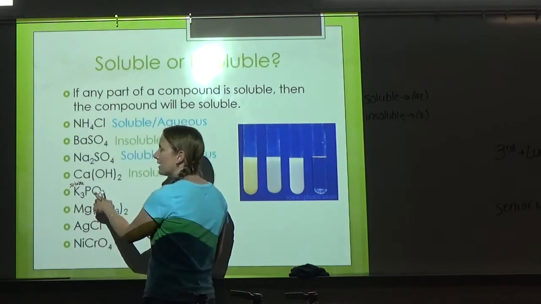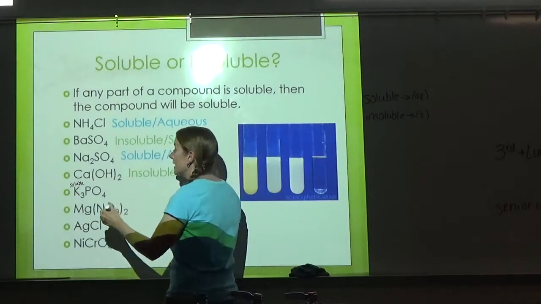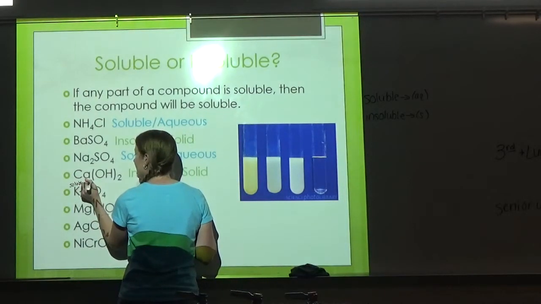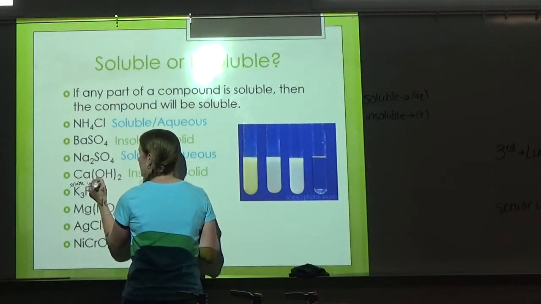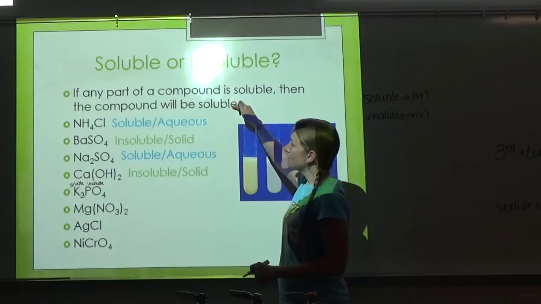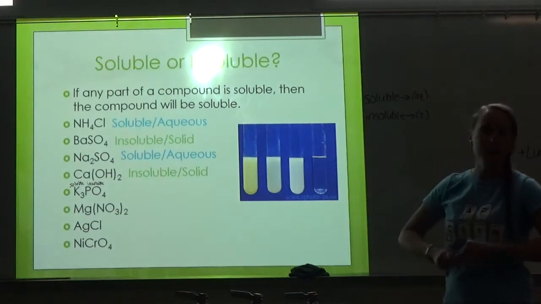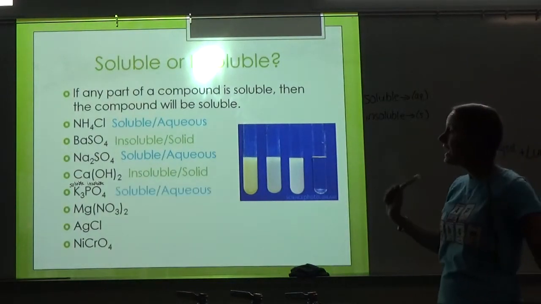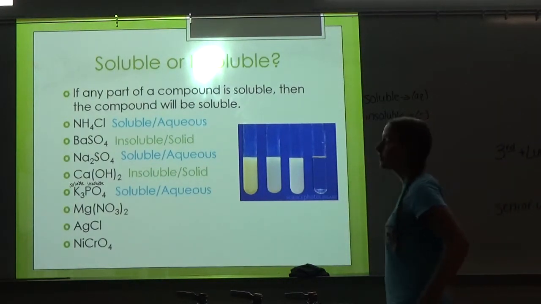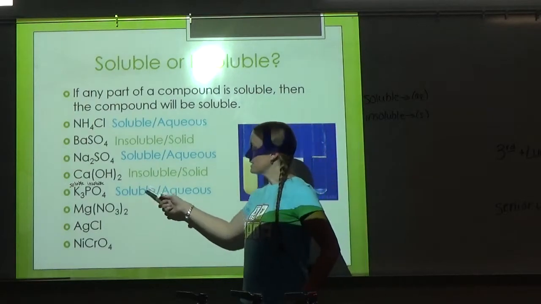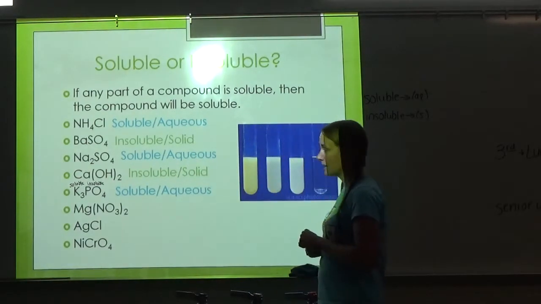But if you look at the bottom of your solubility rules chart, it tells you that phosphate is insoluble. So this is where this rule comes into play. If any part is soluble, the whole thing is soluble. So the fact that K is soluble means this would be soluble, or aqueous. Okay, so this will break apart. It will not stay together.